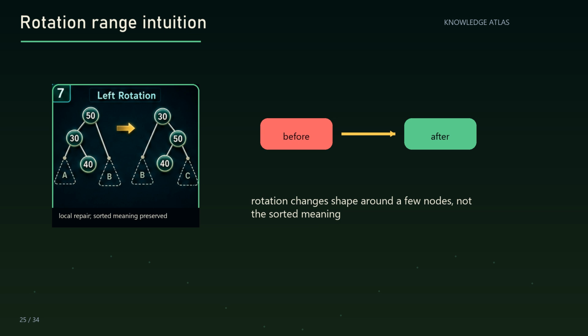The reason rotation works is range logic. If 30 is less than 40 and 50 is greater than 40, rotating the local shape does not change those relationships. The middle subtree stays between its boundaries. That is why the tree can move without forgetting its order.